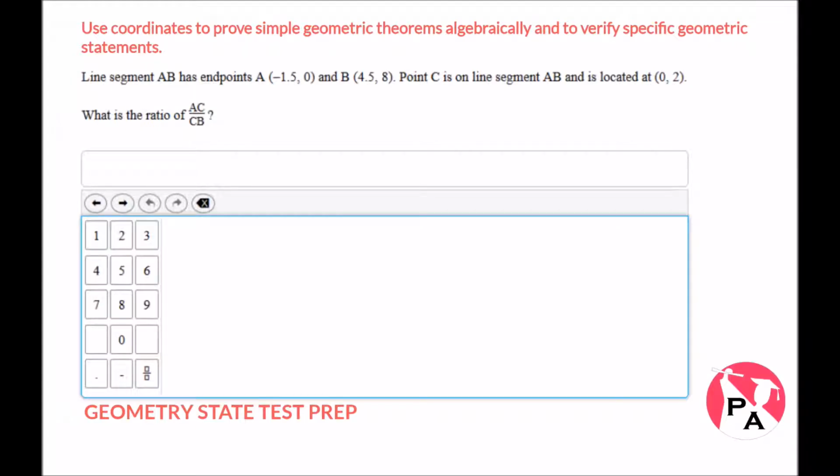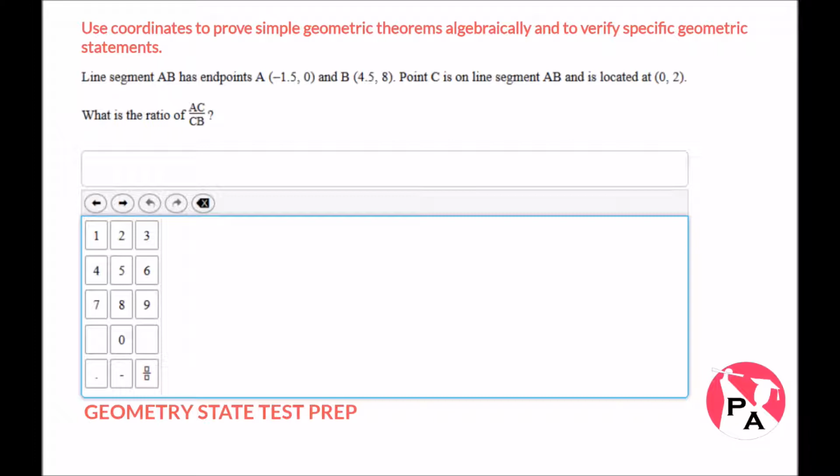Hello everyone, as you may know, I have been covering lots of geometry topics for a while, and now I decided to go over geometry state test prep questions. These are the questions that Ohio State has released for geometry test takers. So we are going to start from the first question, and then I'm going to try to cover all of those questions in time. Let's get started.